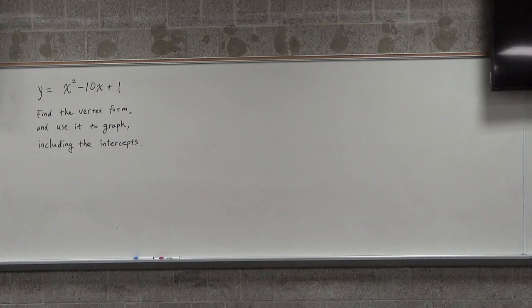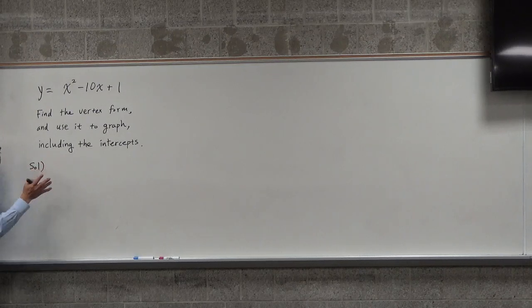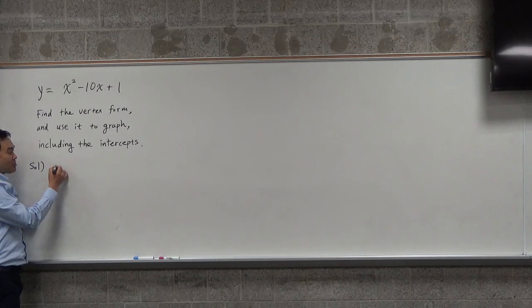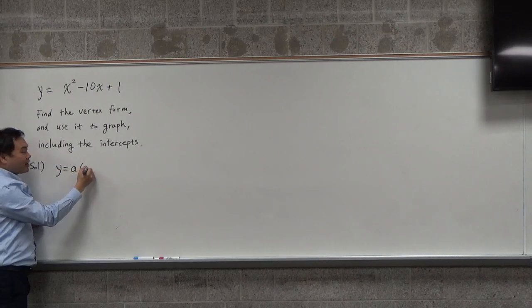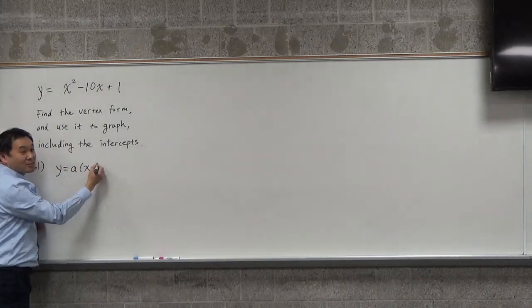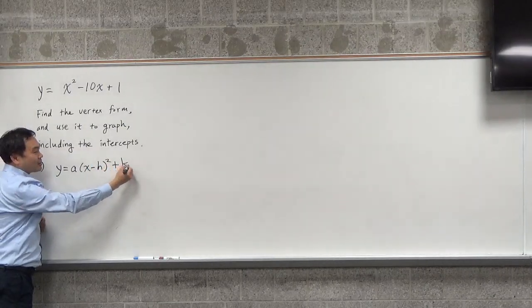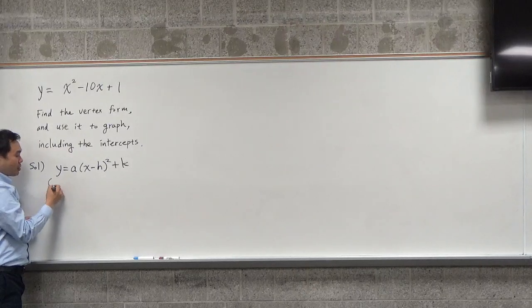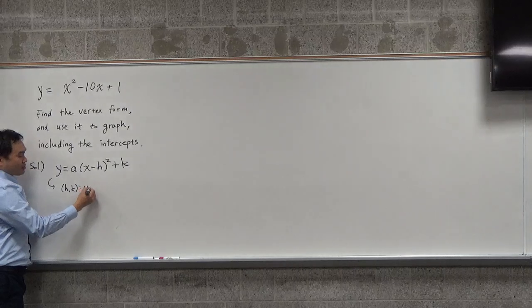So let's think about the following question. And of course, you might have some trouble remembering the vertex form. What's the vertex form? Does anyone remember? a(x minus h) squared plus k. Right? And in this formula, what is (h, k)? This is the vertex, right?